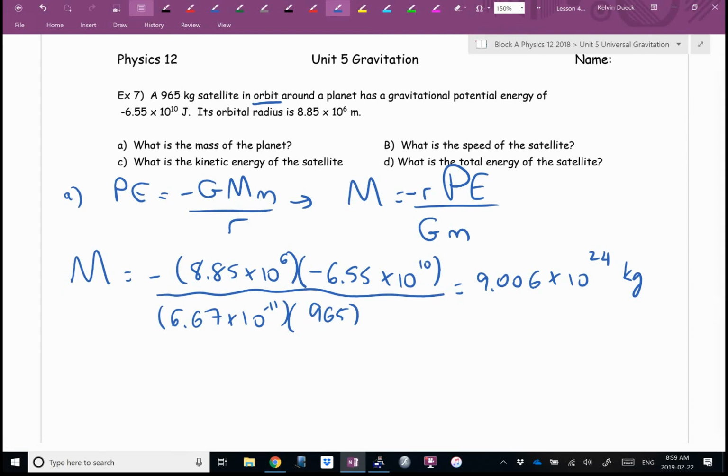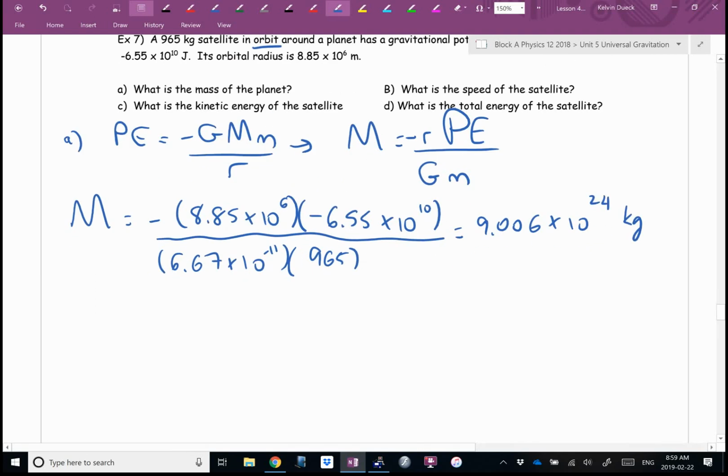6 times 10 to the 24th, 5.98 times 10 to the 24th. So roughly 6. This is roughly, what, 50% heavier than the Earth. Earth-like planet. Okay. Dylan, what's B want me to find?